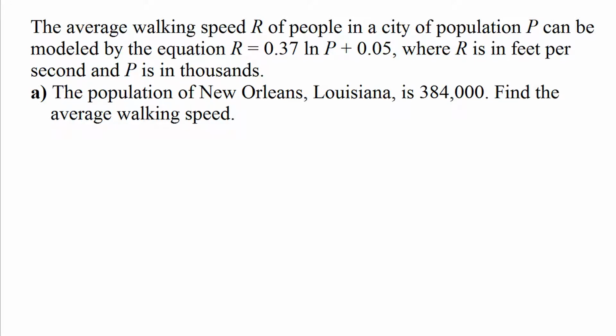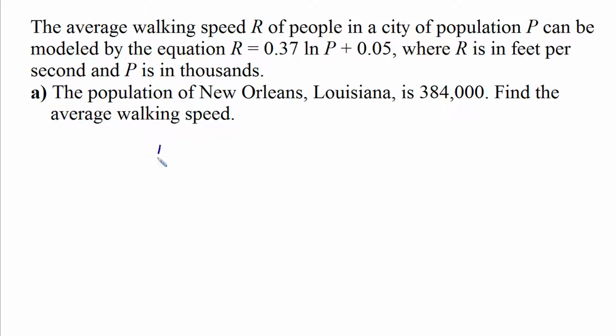The average walking speed, r, of people in a city of population p can be modeled by the equation r = 0.37 ln(p) + 0.05, where r is in feet per second and p is in thousands. Part A. The population of New Orleans, Louisiana is 384,000. Find the average walking speed.